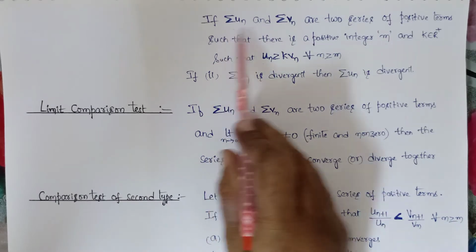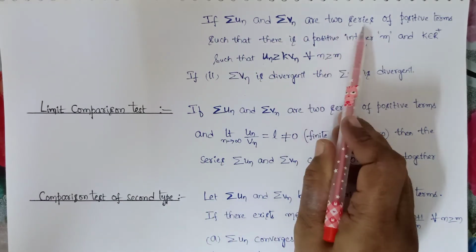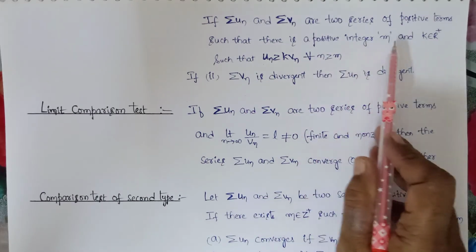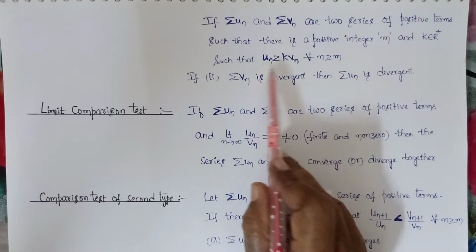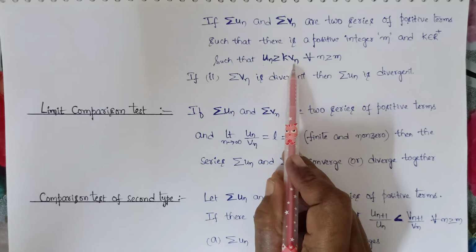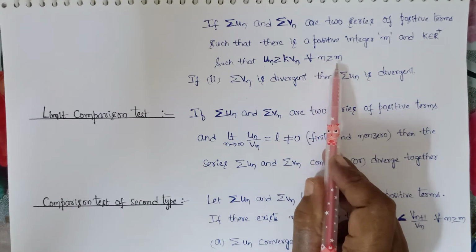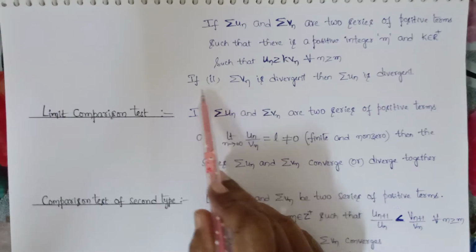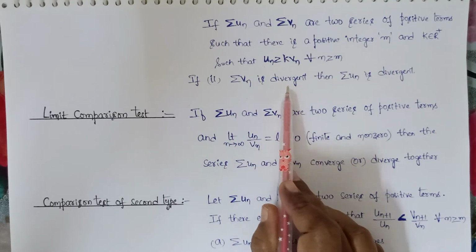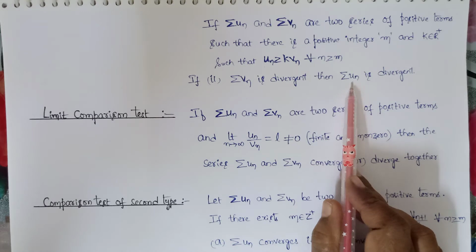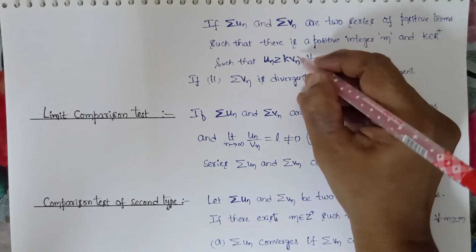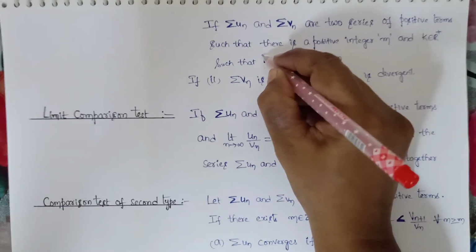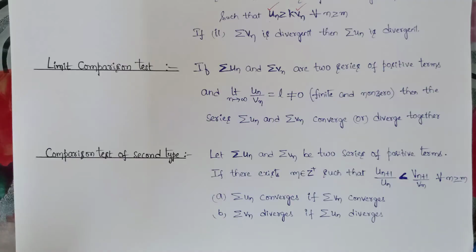If sigma un and sigma vn are two series of positive terms such that there is a positive integer m and k belongs to R plus such that un greater than or equal to k into vn for all n greater than or equal to m. If sigma vn is divergent, then sigma un is also a divergent series. If sigma vn is divergent, then sigma un also diverges.